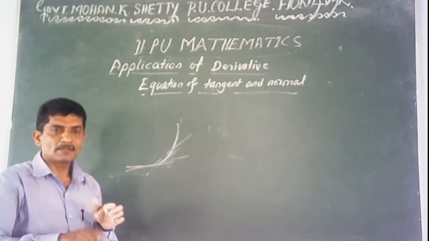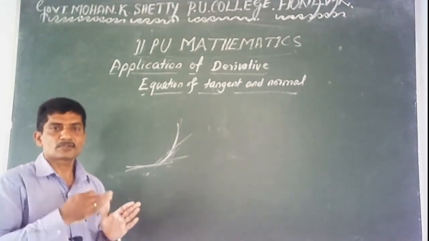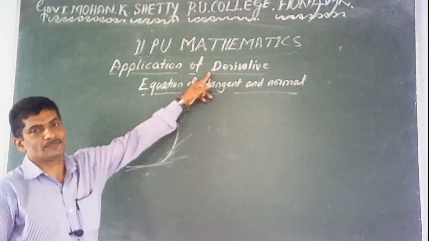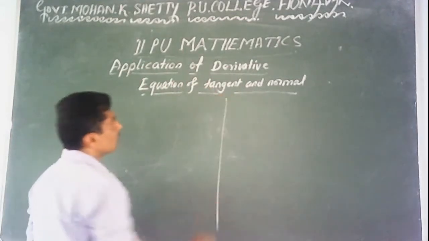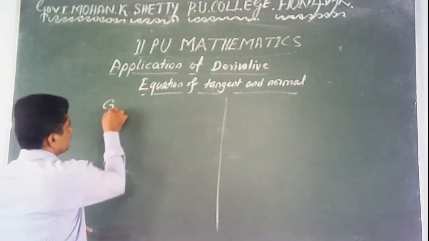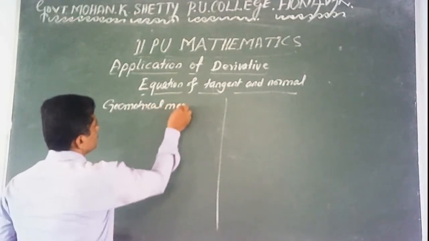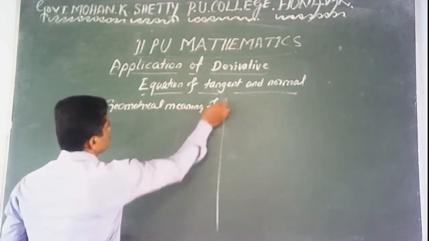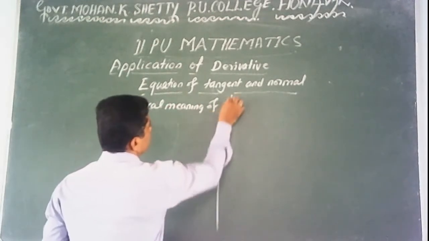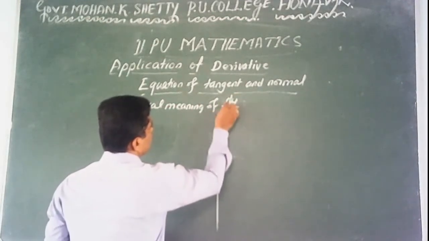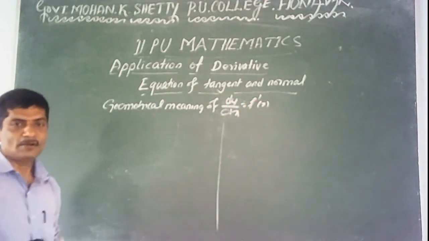Without drawing the graph, you can find the equation of tangent, equation of normal, or slope of tangent, slope of normal using the derivative. That one is the geometrical meaning. It means, what is the geometrical meaning of dy upon dx? Equation of tangent and normal means geometrical meaning of dy upon dx, the derivative of y with respect to x, or f dash x. The geometrical meaning of dy upon dx.